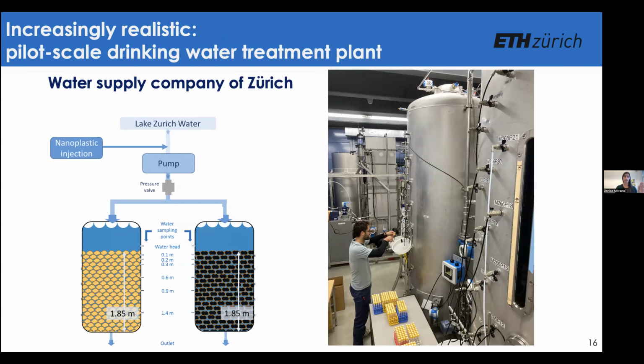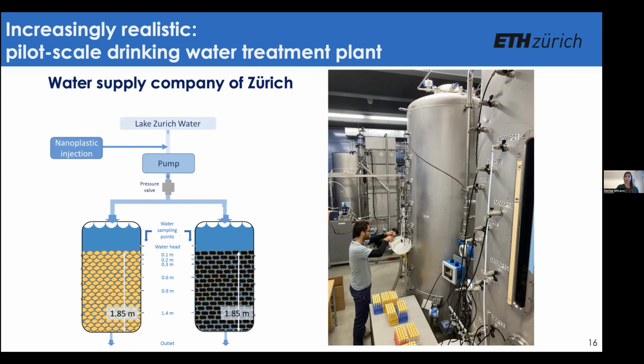One containing the sand with a biofilm on top, naturally occurring, and the other one with the activated carbon, which also contains some biofilm. As you can see from the photo, we had several different sampling ports through the depth of this column, so we were able to get a resolution of where the nanoplastics were being retained throughout column depth. And we could also take solid samples of the substrate, either the sand or activated carbon, at 4 different depths throughout the column study.